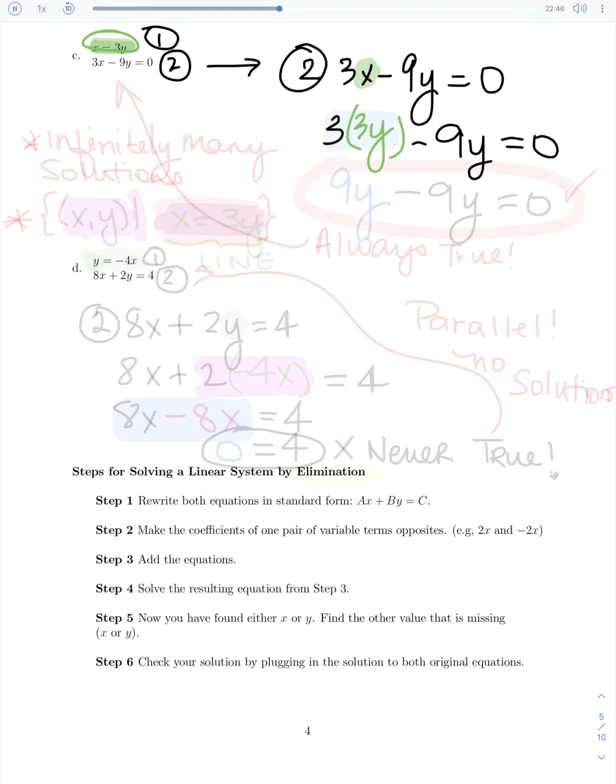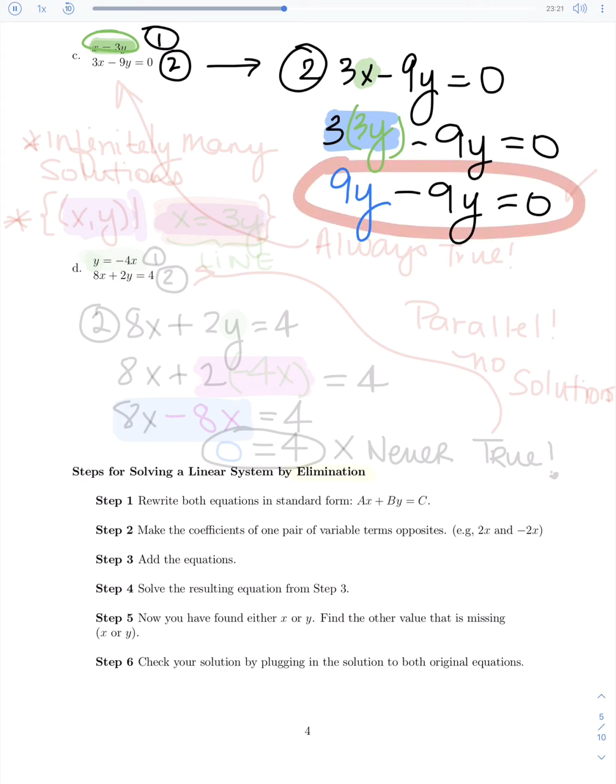So now, order of operations is going to tell me to do my multiplication next, which is the 3 times 3y, which will give me 9y. We already have a minus 9y and equals 0. Well, we're getting something odd here. We have 9y minus 9y equals 0.